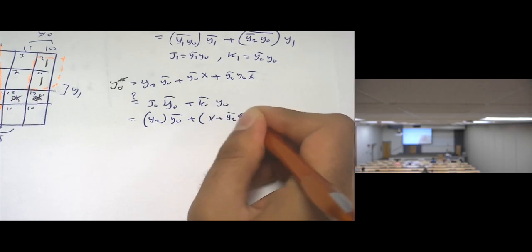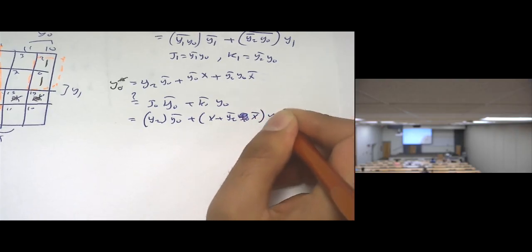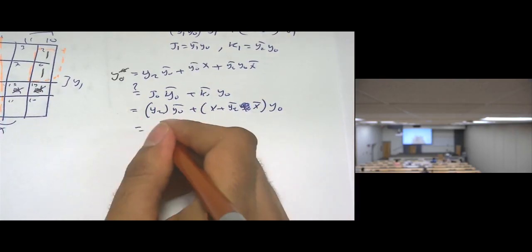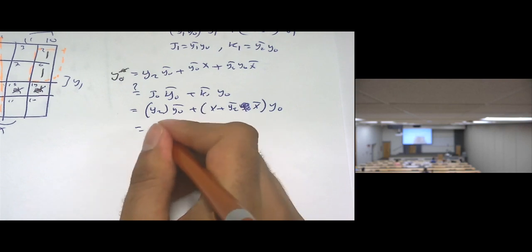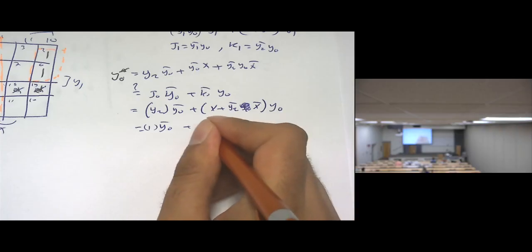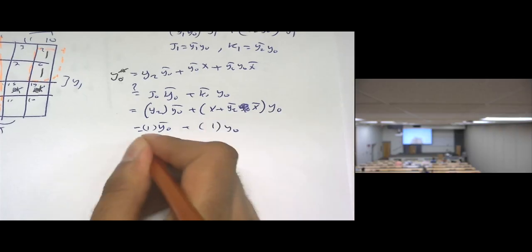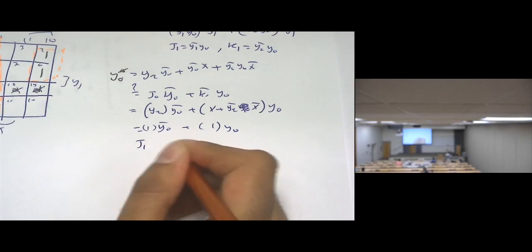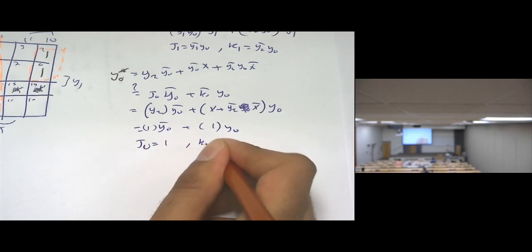Here we already have y0, x bar. Then this times y0. Then after making the shortcuts, it's going to be y0 times 1. There are some simplifications that can be done. Plus 1 y0. So we can say J1 will equal J0 equal to 1, K0 equal to 1.